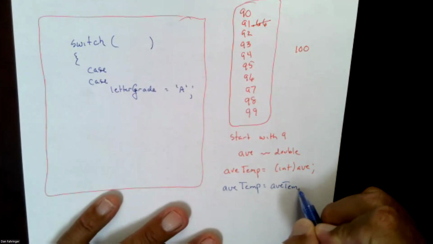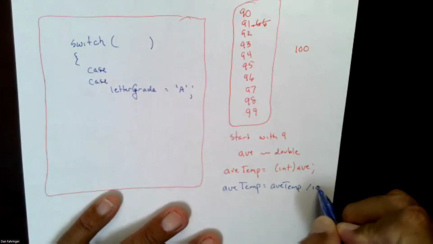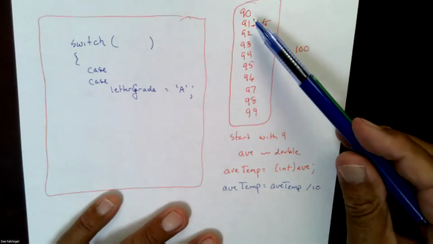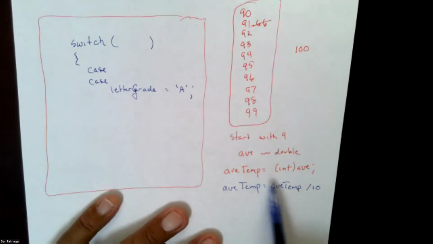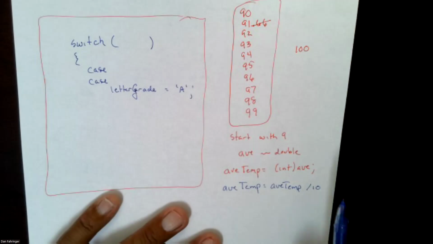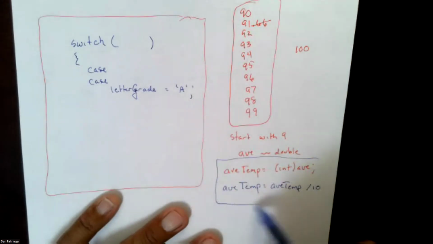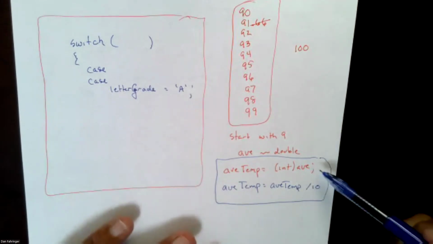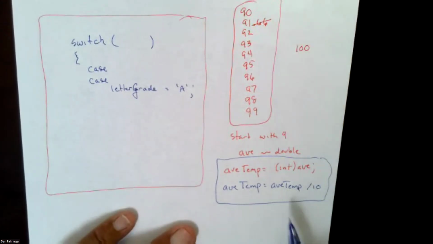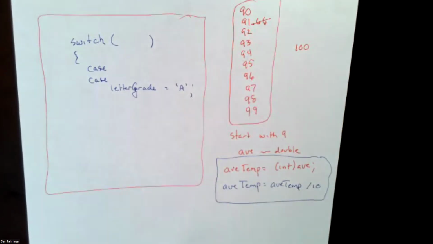Average temp divided by 10. What's 90 divided by 10? A 9. 91 divided by 10? A 9. Because remember, this is integer division. So these two lines, the first one would take care of the decimals. The second one would give me just a 9. That would help me to work with a case statement.